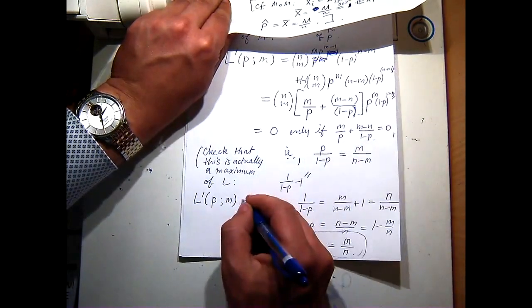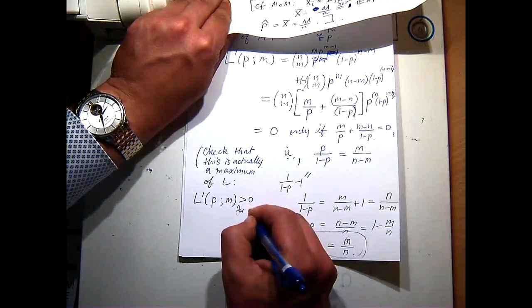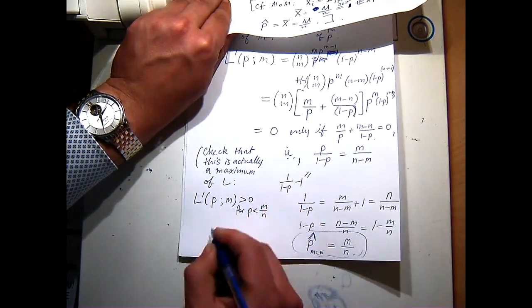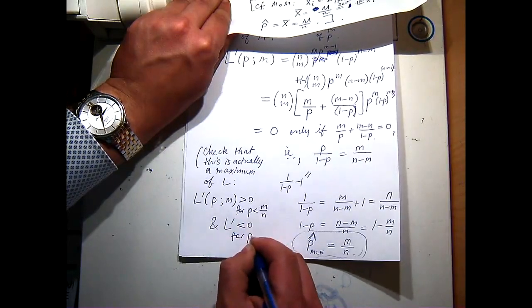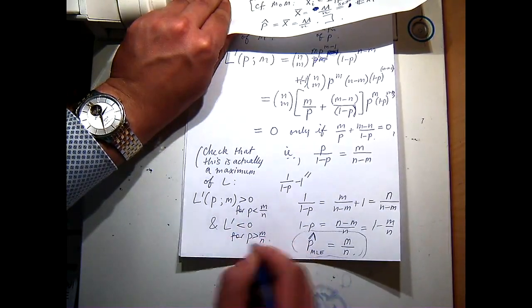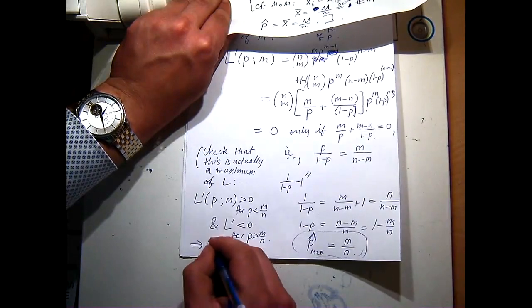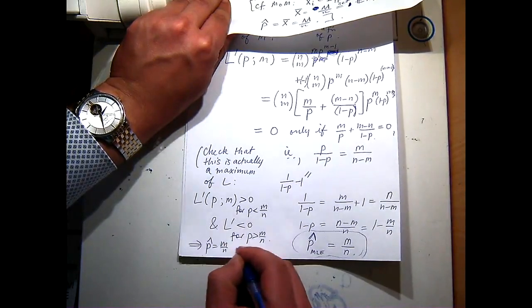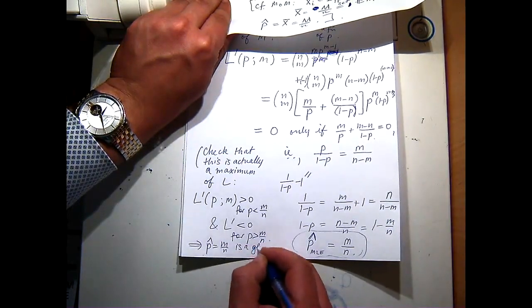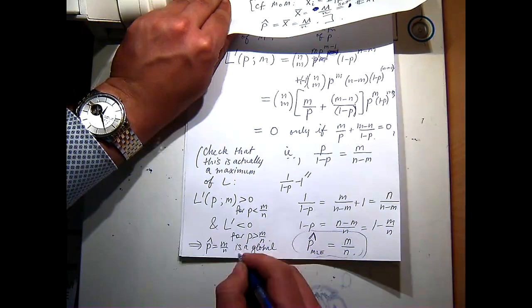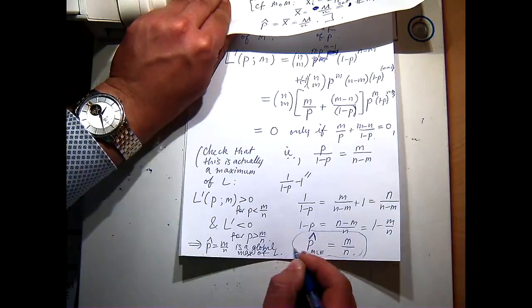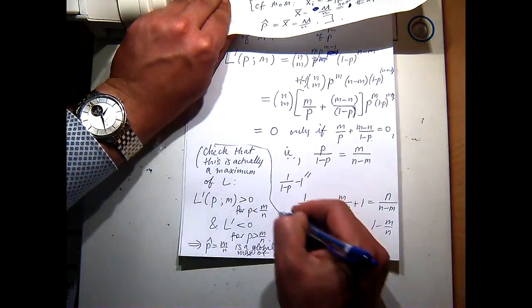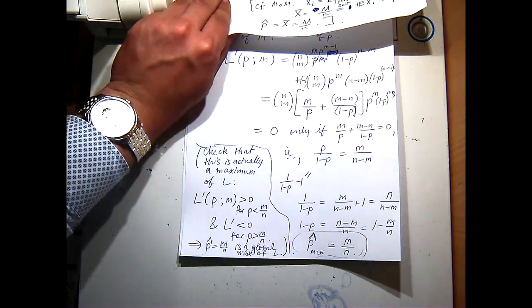So L prime is greater than 0 for p less than m over n, and L prime is less than 0 for p greater than m over n. Okay. Thus, p hat equals m over n is a global max, if you're thinking back to your calculus course, or gives a global max of L. Okay? So that little sidebar is how you check that it actually is the maximum.